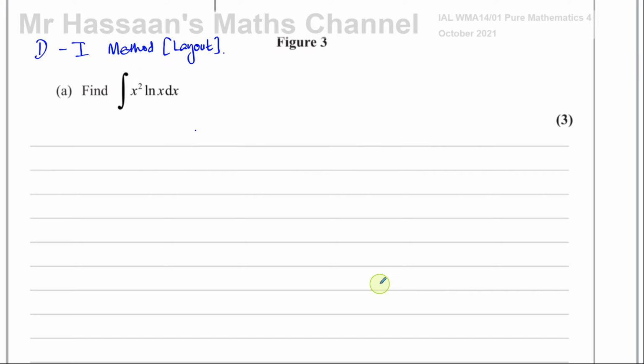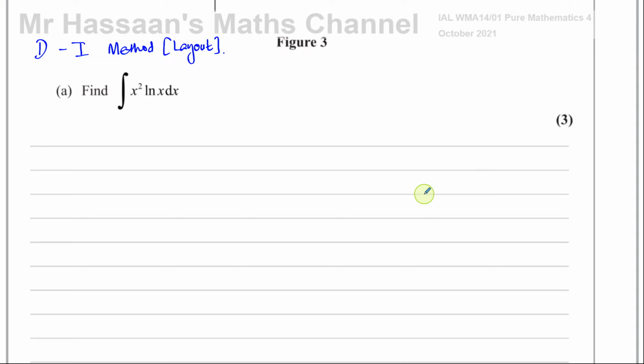Actually, it ends up being almost exactly the same as the traditional method for this particular type of question. But I'll show you the second type of DI method. Now I call it the DI method or the DI layout because in fact, the DI method is integration by parts, just set out in a slightly different format. It's a bit more user-friendly for most questions, so it's not really a different method. It's just a different layout of the integration by parts.